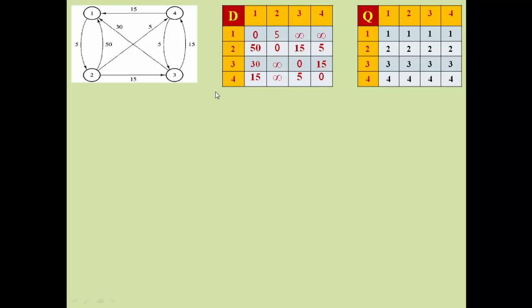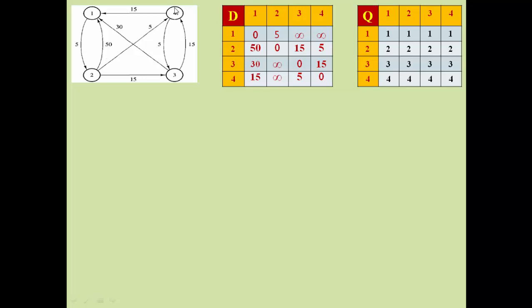Just take one example. Suppose you want to reach from 2 to 1, then the direct distance is 50. There may be a chance that if we use another intermediate node to reach from 2 to 1, then it is less than 50. Suppose we use 3 as an intermediate node, and we reach from 2 to 3 and 3 to 1, then the total distance is 15 plus 30 is equal to 45, which is less than the 50.